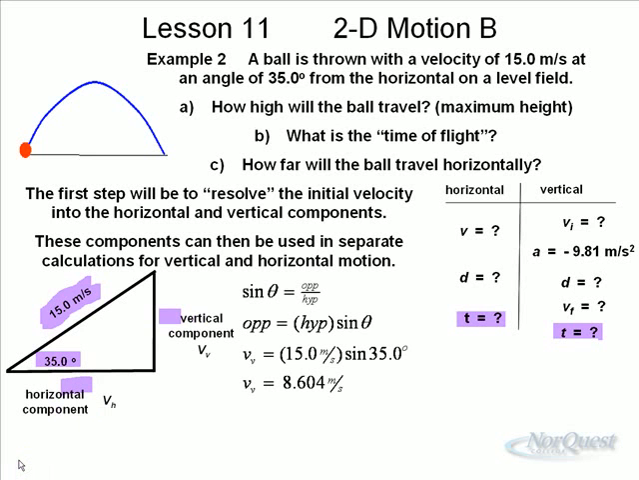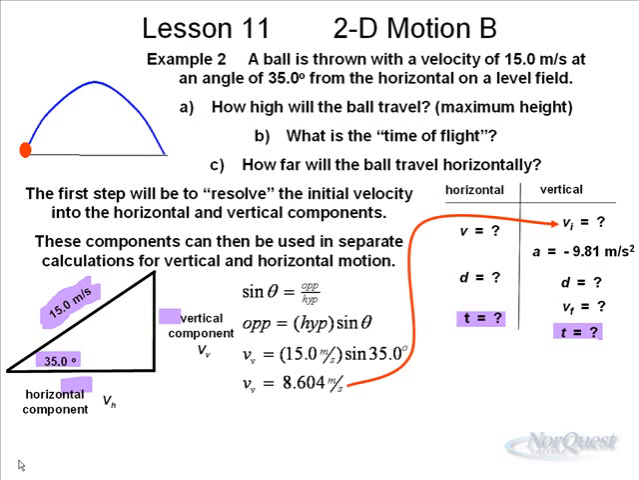So the sine of 35 is opposite over hypotenuse. The opposite side, in other words the vertical component of that 15, is equal to the hypotenuse, 15, times the sine of theta. The initial vertical velocity is equal to 15 sine 35, or 8.604. What that means is that this ball is rising vertically when it leaves the thrower's hand, at 8.604 meters per second.